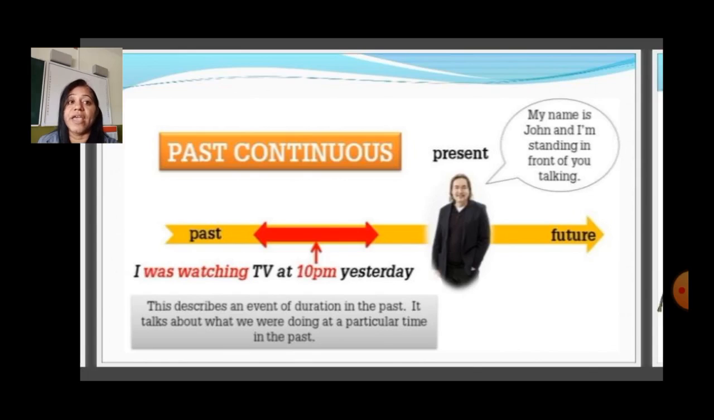This describes an event of duration in the past. Yes, the event was in the past. It talks about what we were doing at a particular time in the past. So, children, past continuous tense means it talks about what we were doing at a particular time in the past.